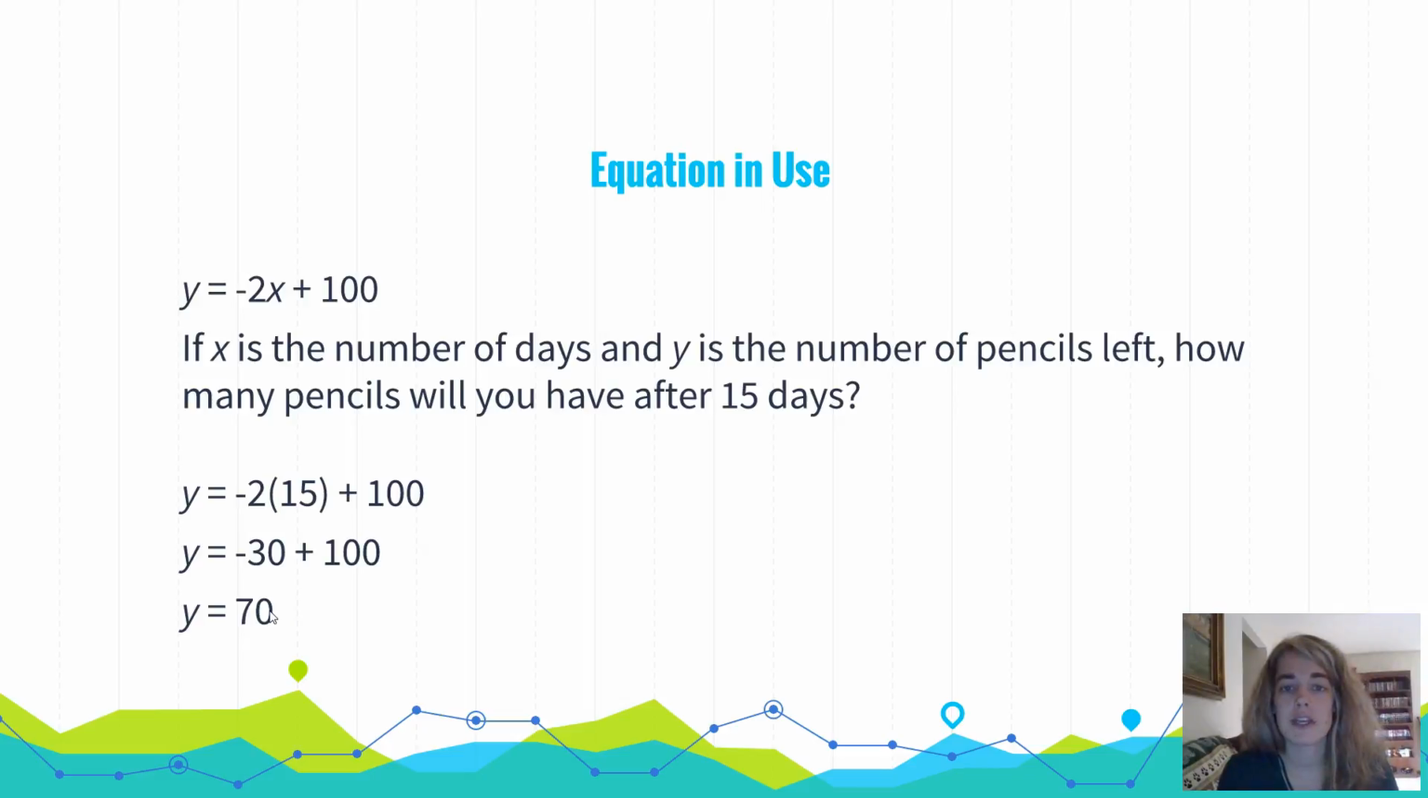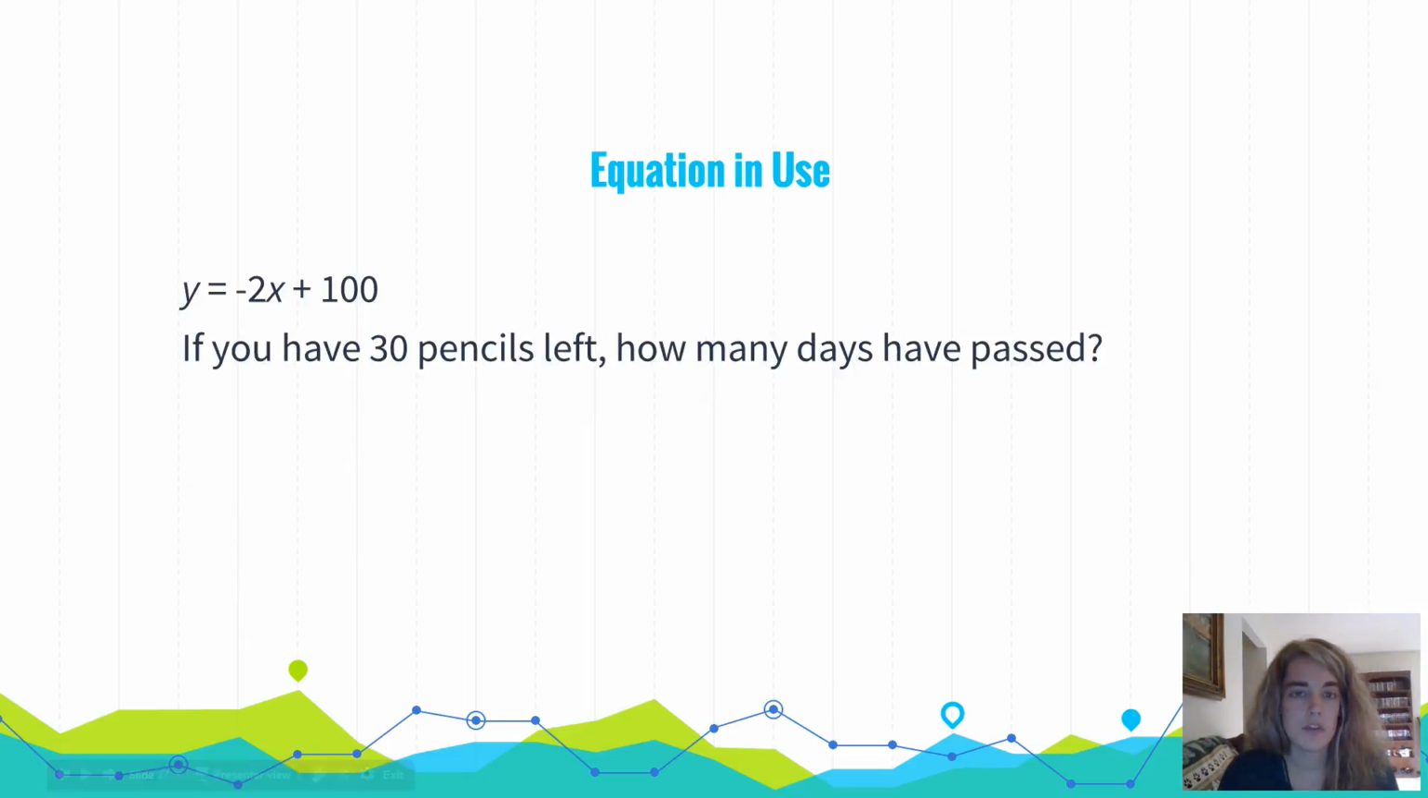Make sure you try something like this on your own. Good luck. This is what I want you to try. Y equals negative 2x plus 100. If you have 30 pencils left, how many days have passed? Go ahead and give it a try. Pause the video because I'm going to give you the answer.